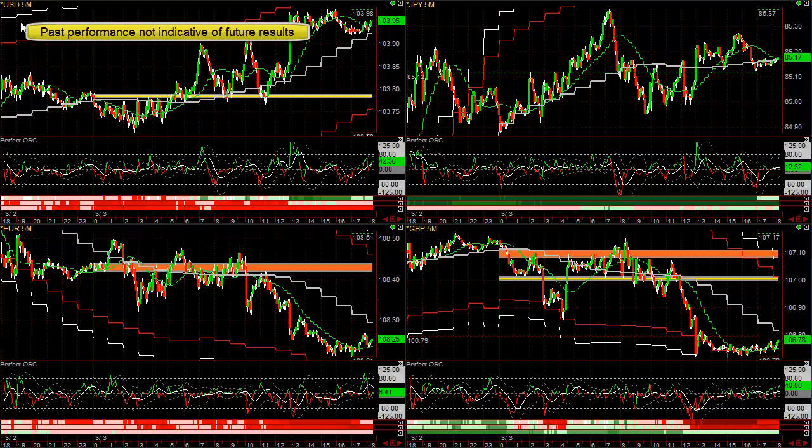These are synthetic charts that we create ourselves that you can't get elsewhere. And they're very similar to the Dow Jones, S&P 500, NASDAQ, Russell, in that they show what each individual currency is doing. And basically, in a nutshell, you want to buy the strong currencies versus the weak, and you want to sell the weak currencies versus the strong.